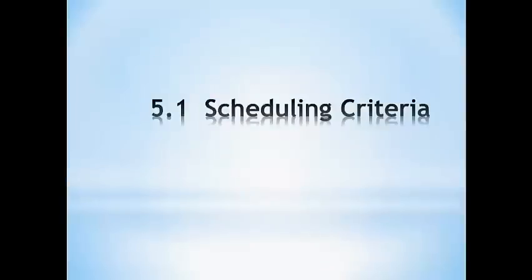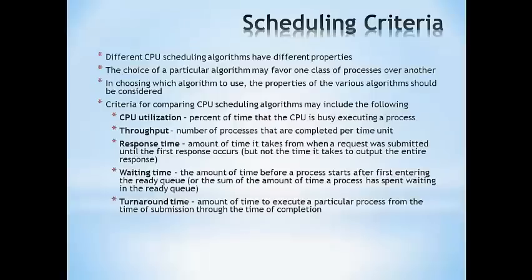Starting with scheduling criteria, the main 5 criteria used for comparing the different algorithms are, first, CPU utilization. It is the percentage of time that the CPU is used for executing a process. Throughput: the number of processes that are completed per unit time. Response time: the time from the submission of a request until the first response is produced.